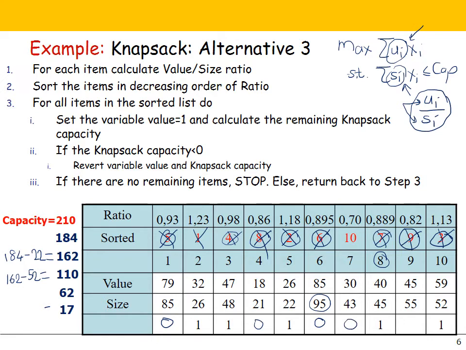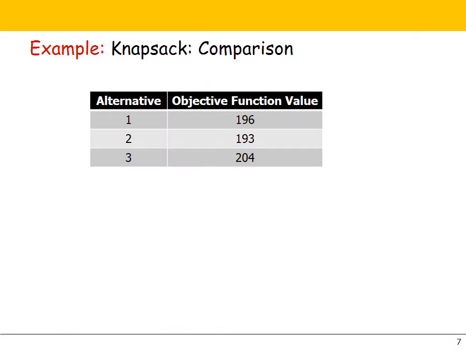So these are zeros, and this is the solution, and you can find the objective function value by adding this 32 plus 47 plus 26 plus 40 plus 59. When you do, you find the objective function value to be equal to 104. Now, if we compare all these alternatives with each other, we can see that alternative 1 has an objective function value of 196. Alternative 2 has the minimum objective function value, and alternative 3 has the maximum.